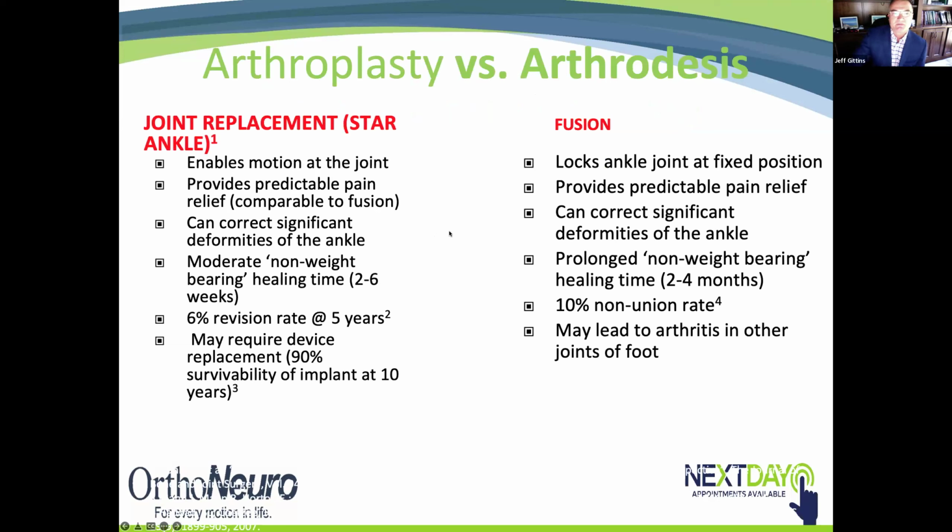This picture shows the pluses and minuses of arthroplasty versus arthrodesis. On the left-hand side, the joint replacement allows motion at the joint. It provides predictable pain relief. It can correct significant deformities of the ankle joint secondary to arthritis. The patients have moderate non-weight bearing time, anywhere between 2 to 6 weeks. There's probably a 6% revision rate at 5 years.